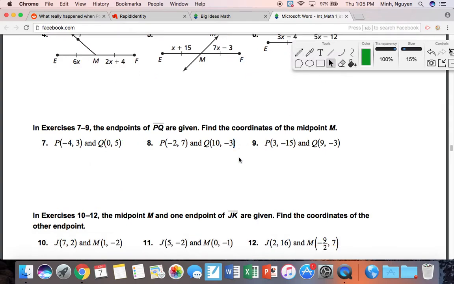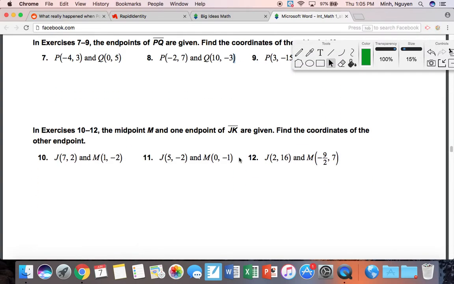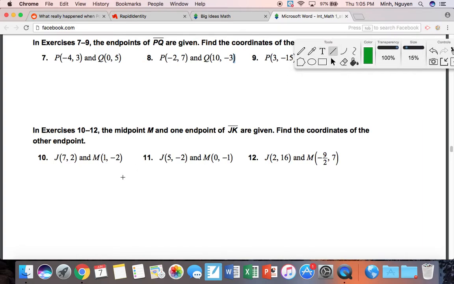Okay, moving on. The midpoint and one endpoint. Oh, this one's kind of annoying. Before, it gave us P and Q, I'm talking about number 7, and wanted us to find M. Now though, and the formula is again x1 plus x2 divided by 2, it's giving you the midpoint and only one endpoint.